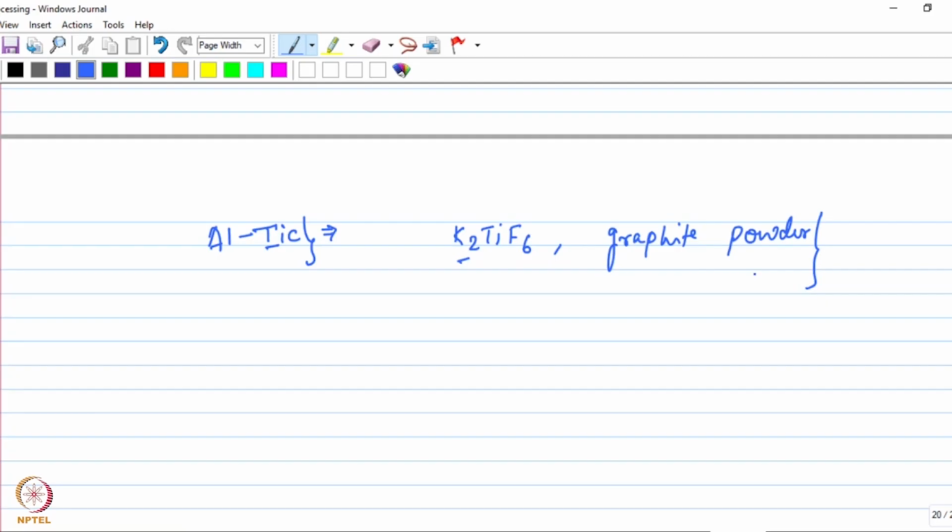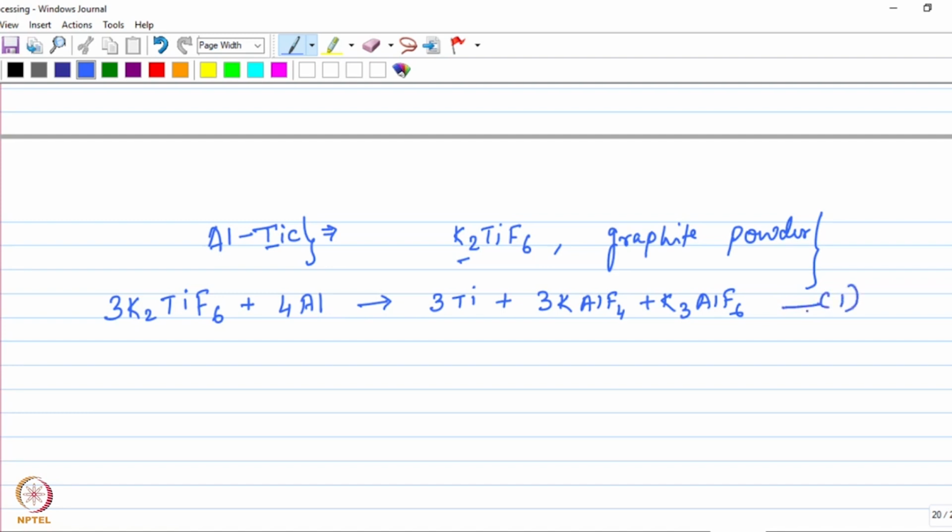So the reaction could be as follows. First you have these ingredients added to the molten aluminium. So as I said, there will be first reaction between titanium and aluminium. So in the first step, titanium will be released from the K2TiF6 salt. This is step 1. Then the released titanium will react with aluminium to form Al3Ti. Okay.